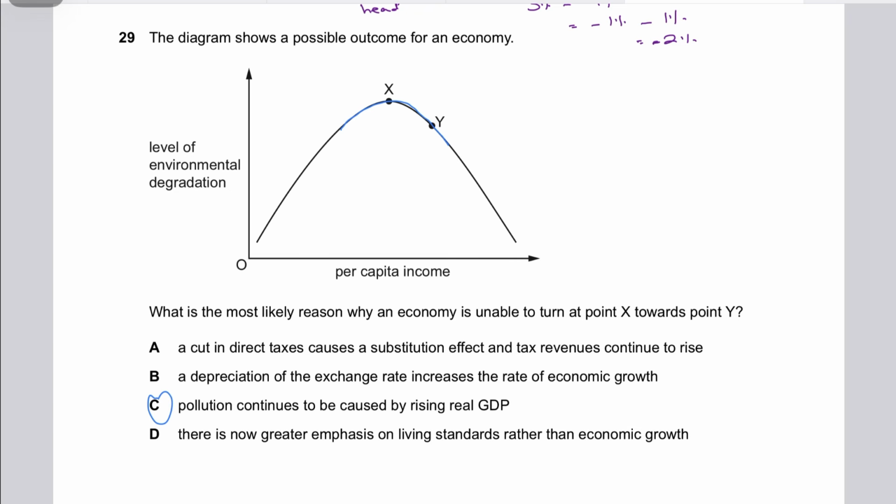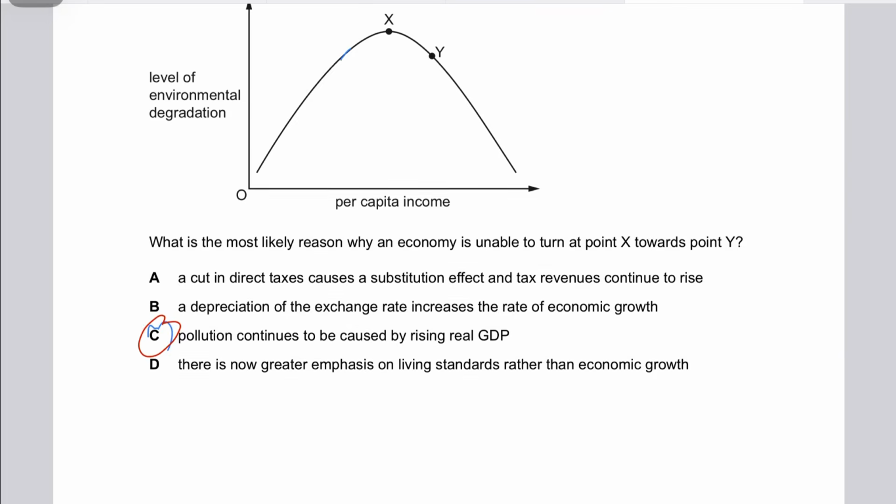Option D, there lies greater emphasis on living standards rather than economic growth. Greater emphasis on living standards rather than growth would actually make movement towards point Y more likely, not less likely. Remember that. So option D is incorrect as well. So Charlie is the correct answer.